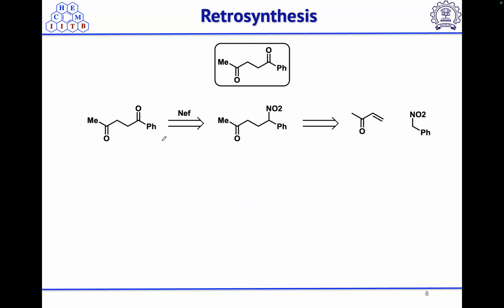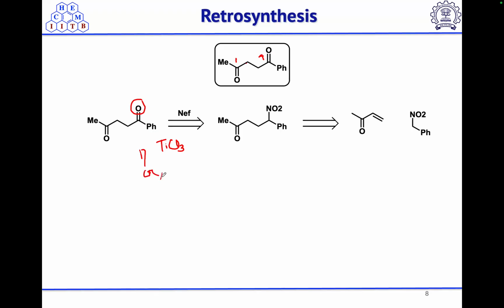Now in the next retrosynthetic plan, if you see this molecule, this is a 1,4-diketone compound, 1, 2, 3, 4. So how can you plan it? Here we have planned a Nef reaction. This carbonyl you can get from a Nef reaction. If you treat with titanium trichloride, there are many more conditions.